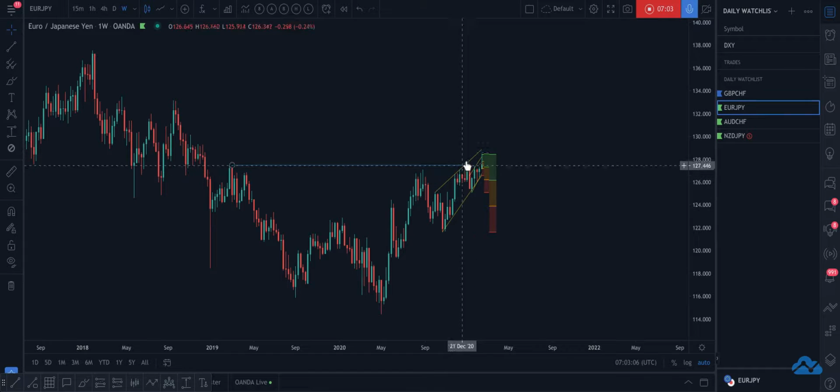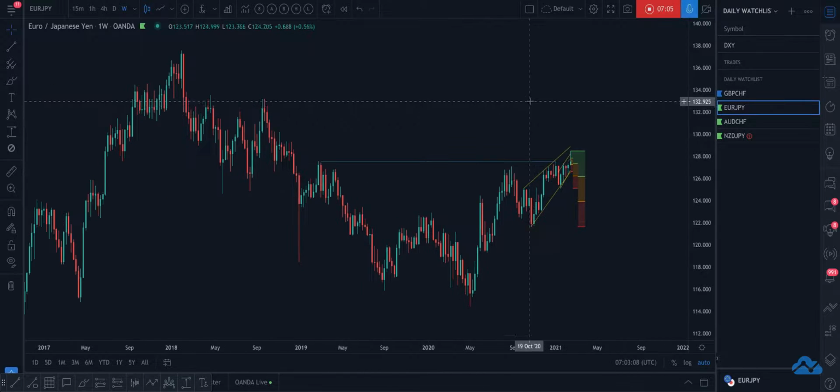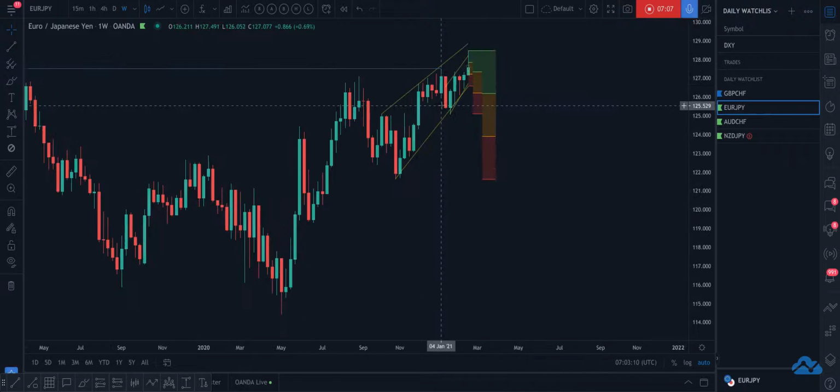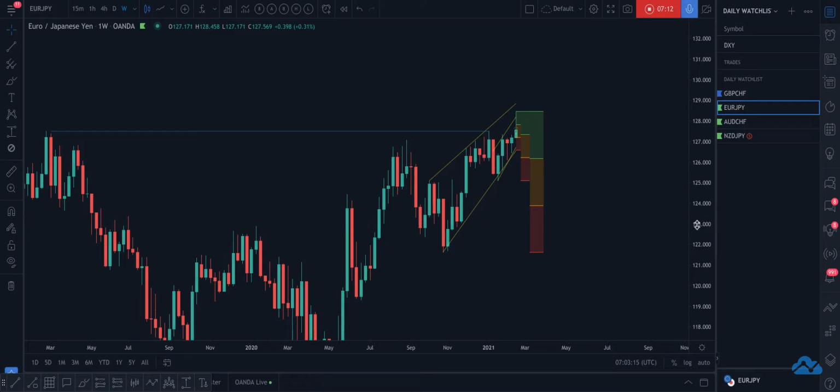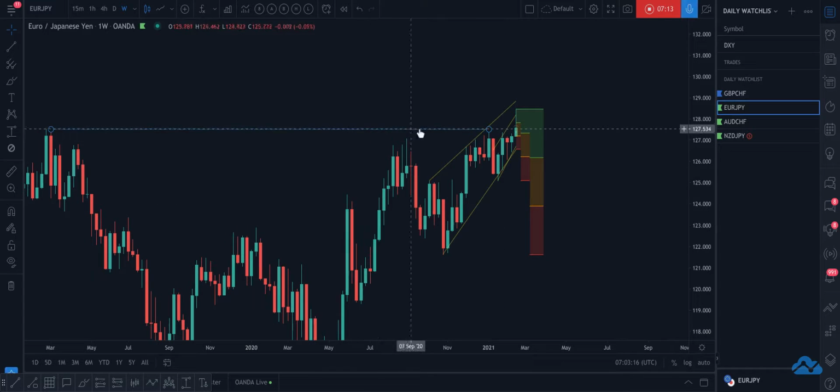And again, we know that we don't always have to tag this upper trend line. We only have to break above this second touch, as it were, and then we can be within our rights to be looking for a sell. And you might think, yes, but we've broken above this. Surely resistance becomes support once it's broken above.